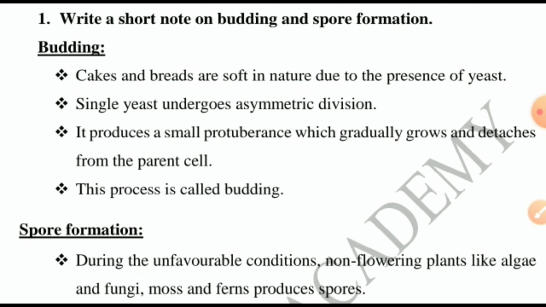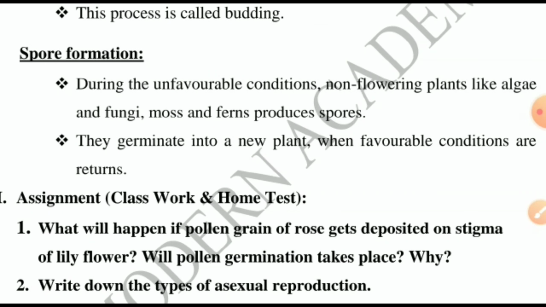Next is spore formation. During unfavorable conditions, non-flowering plants like algae, fungi, moss and ferns produce spores. Which ones produce spores? Algae, fungi, moss and ferns. Why? They all come under non-flowering plants. They germinate into new plants when favorable conditions return.